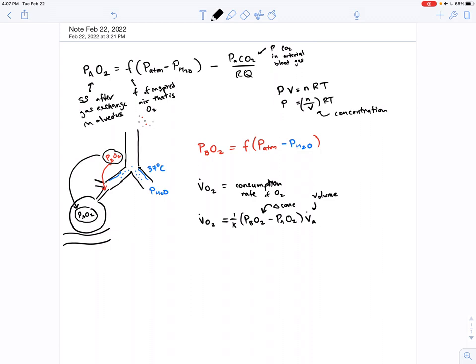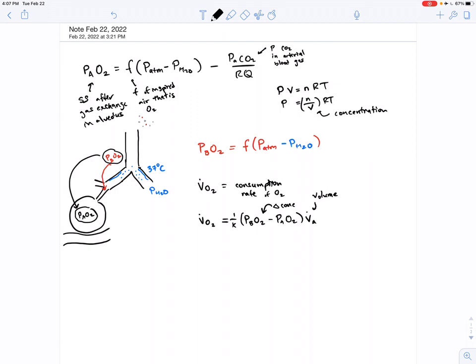Now, if we knew what the V dot O2 was and what our V dot A was, then we could solve for PaO2. We know our PbO2 right up here. If those quantities were measurable, then we could figure that out. But the issue is that those quantities are not particularly measurable. It's not easy to measure your V dot O2 and your V dot A necessarily. These ventilation rates are not that easy to measure.